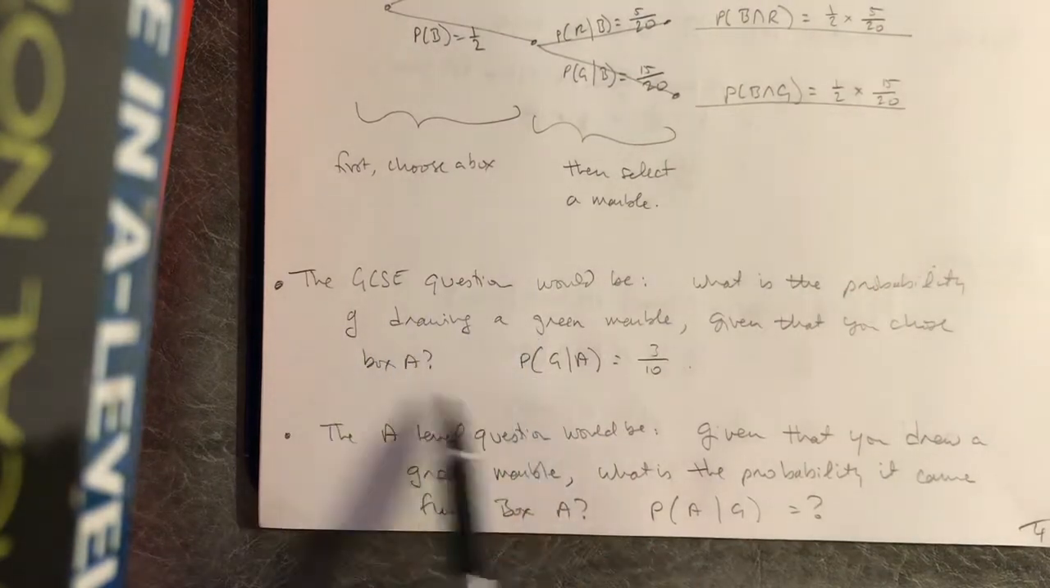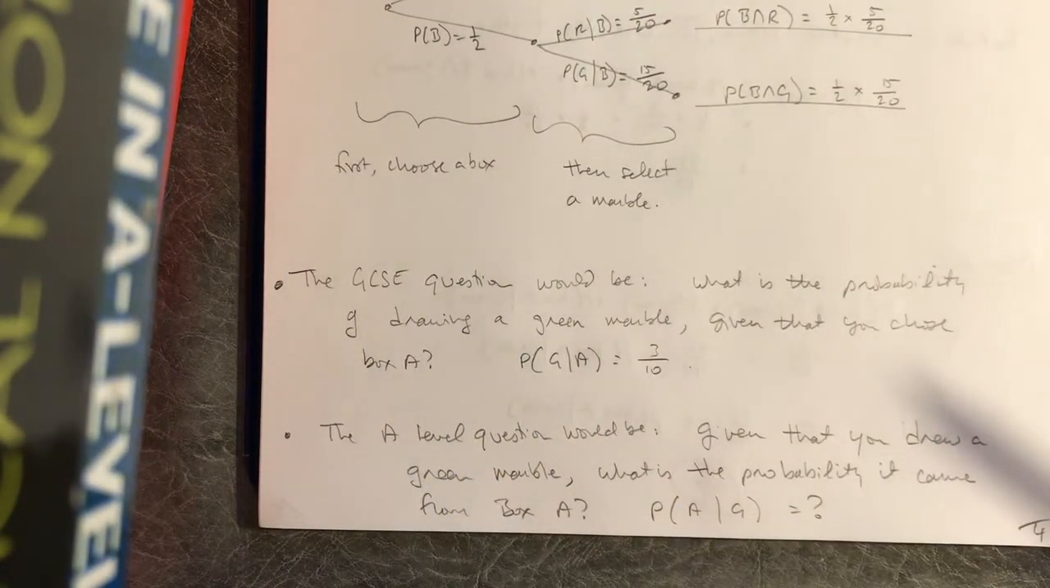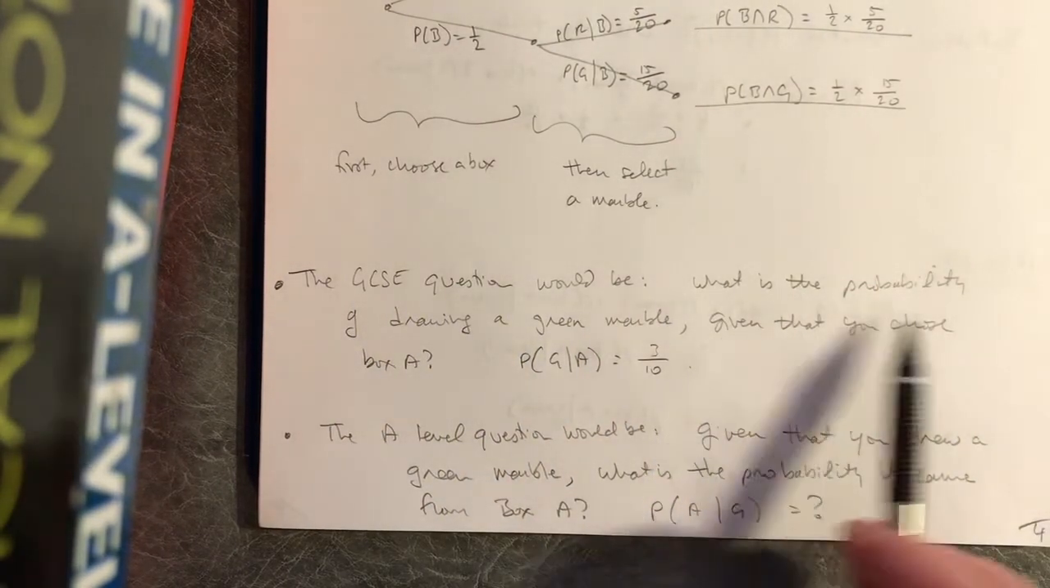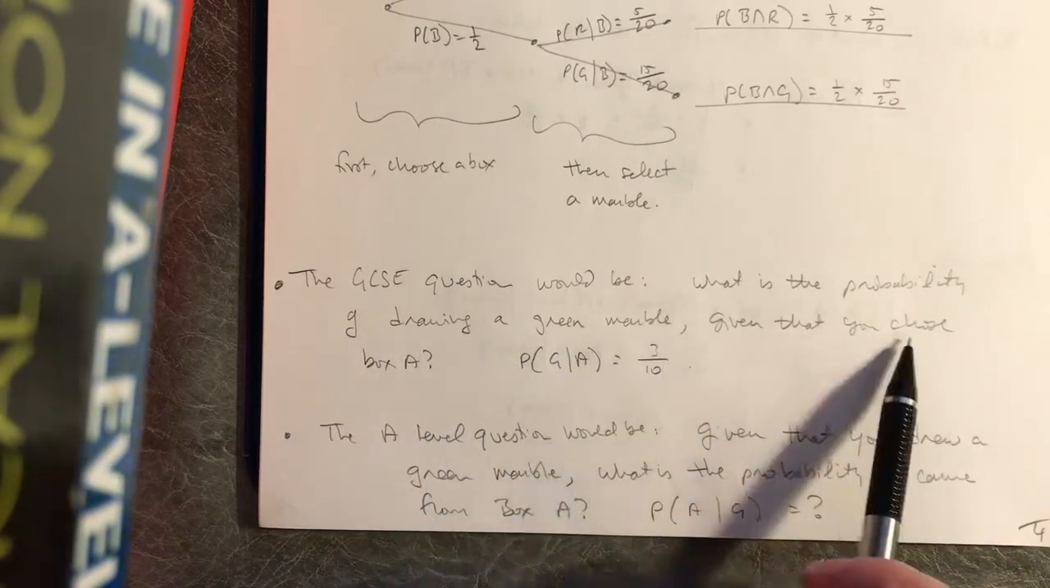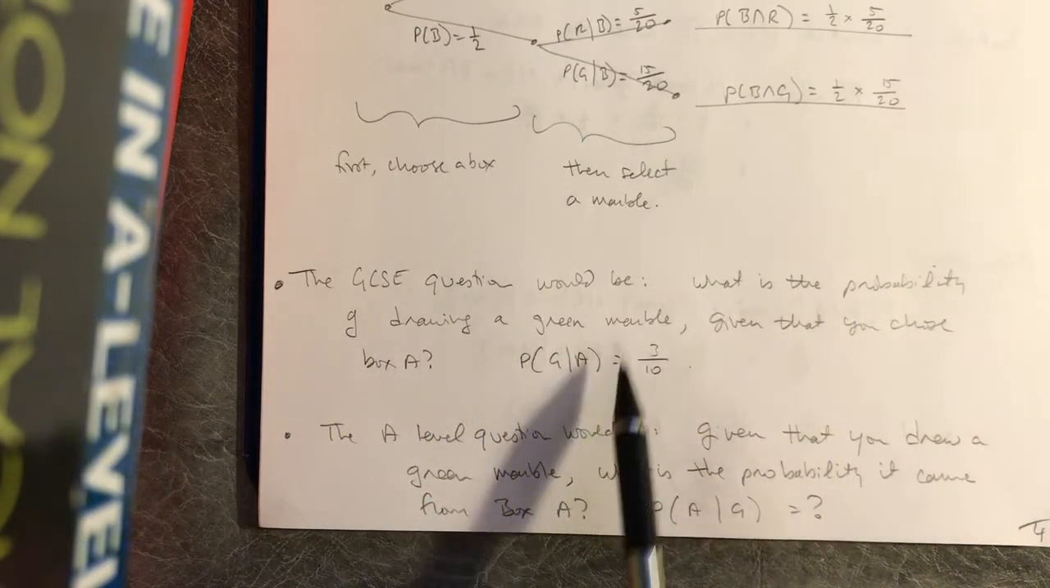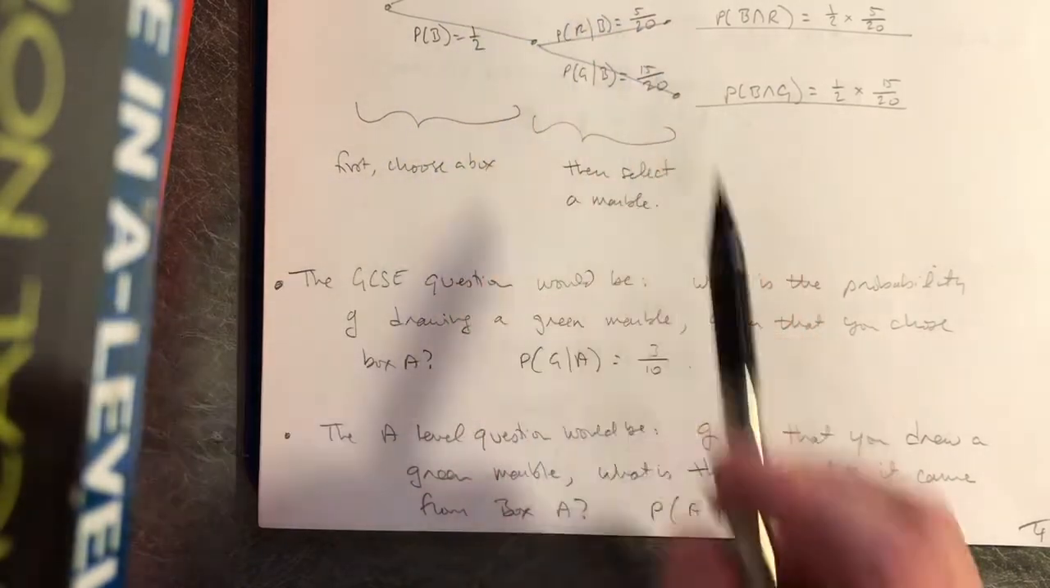Okay, so I've kind of summarized that at the bottom here, that a GCSE style question is, okay, what is the probability of drawing a green marble given that you chose box A? That's literally reading it off the branch, that's 3/10.